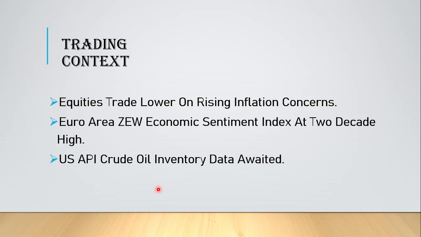On the data front, we didn't really get much major releases during the US trading hours. For the euro area, we got the ZEW Economic Sentiment Index data, and it has gone on to touch the two-decade highs. The last time we saw this kind of reading was way back in March of 2000, and now here we are in 2021. So almost more than 20 years have passed. And for the month of May, we have the ZEW Economic Sentiment Index at 84, which is a lot higher compared to the prior reading of 66.3.